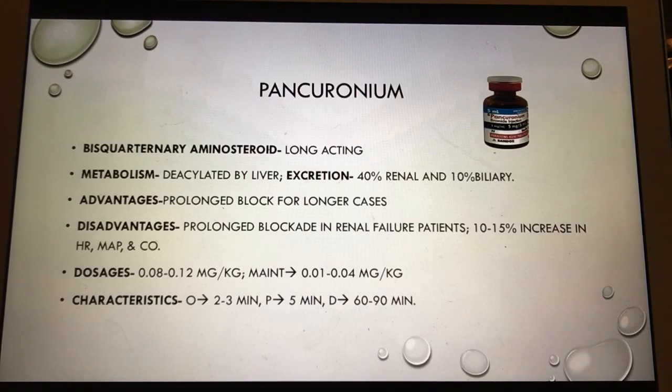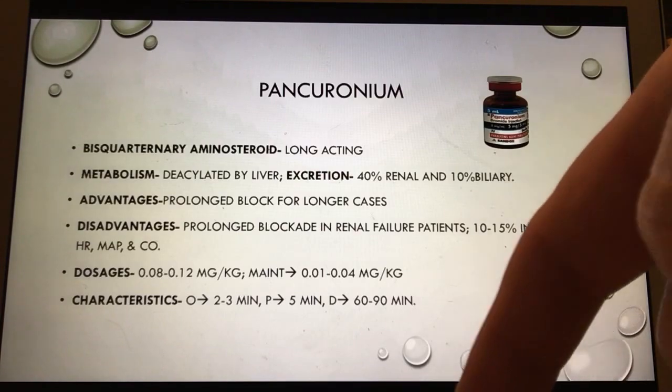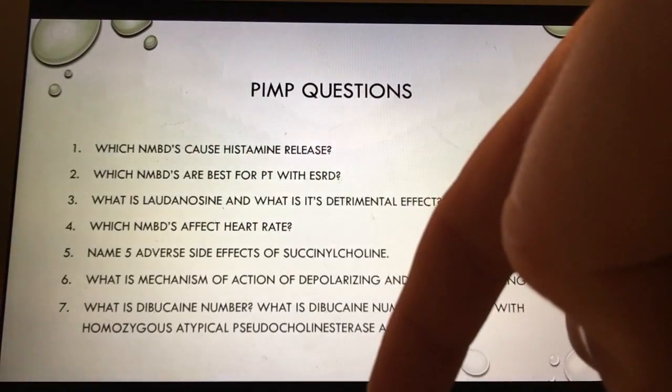Your dosages on induction: 0.08 to 0.12 milligrams per kilogram, and with a maintenance of 0.01 to 0.04 milligrams per kilogram. Some characteristics: you're going to see an onset of 2 to 3 minutes, peak of 5 minutes, and a duration of 60 to 90 minutes.